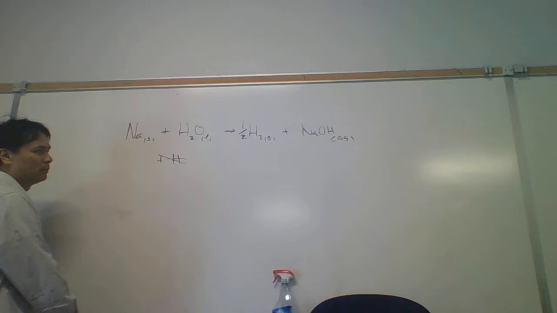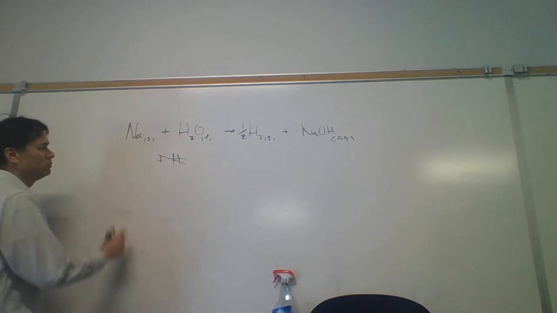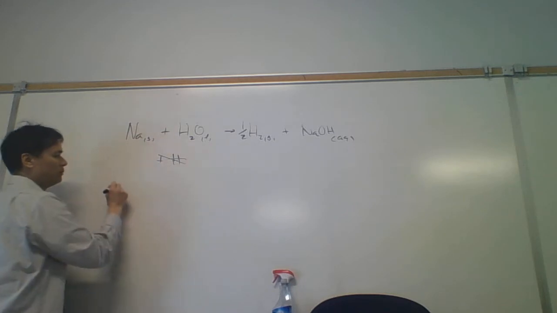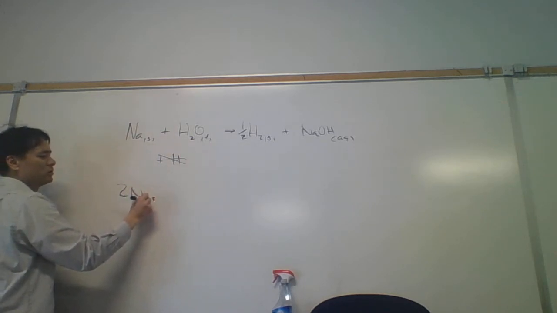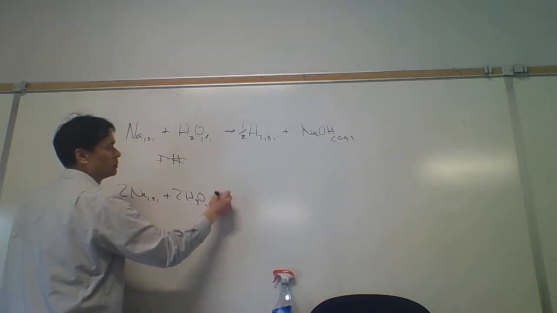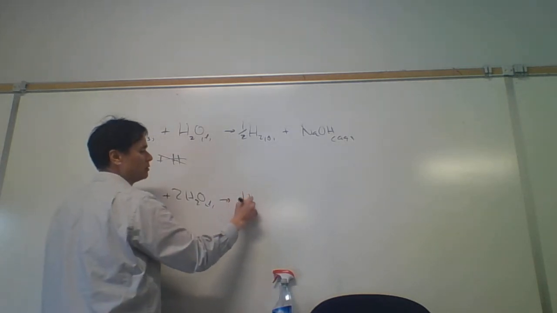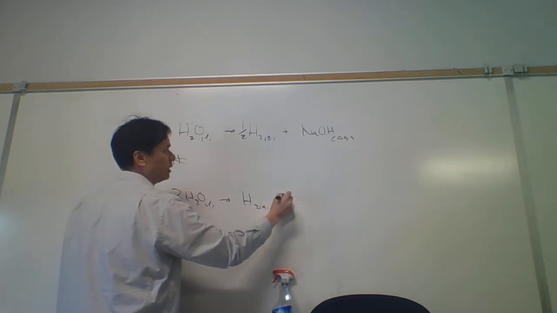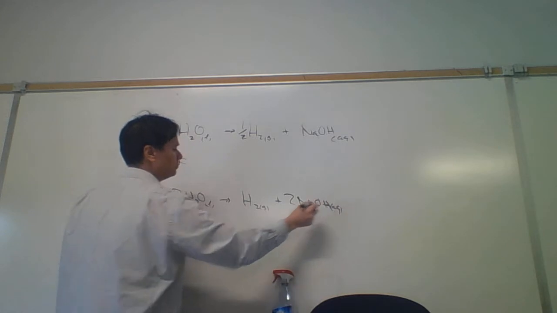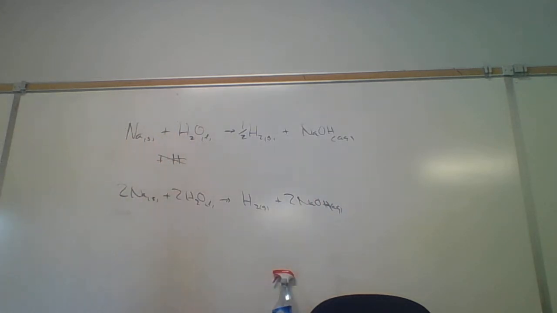There's no problem, but sometimes they're not so convenient. And so what we'll do is get rid of the fraction by multiplying the whole thing by 2. That'll give me 2 sodium solids plus 2 waters, 2 liquids. This is going to produce, 2 times a half just gives me 1, so a full hydrogen and 2 sodium hydroxides. And so I can get rid of the fraction this way.